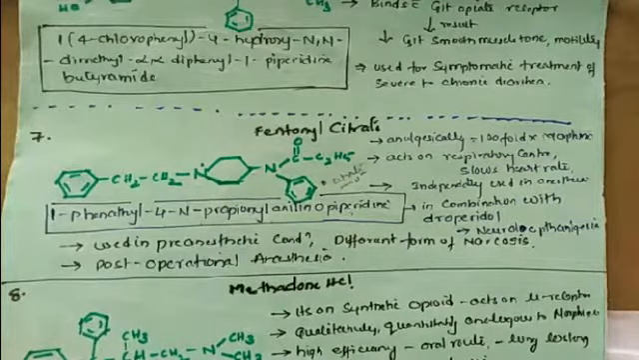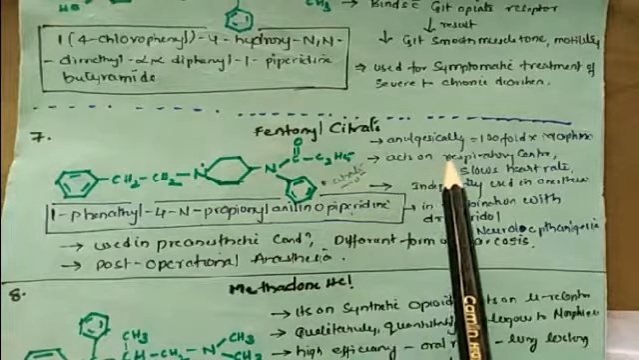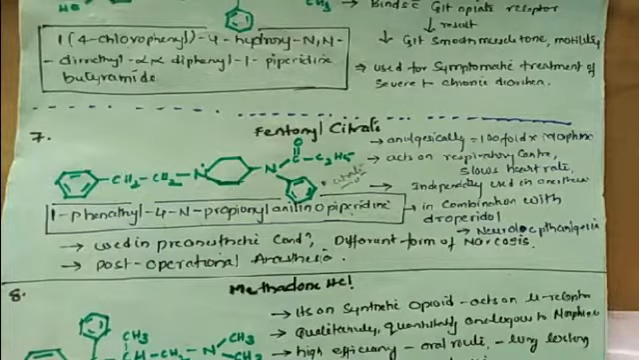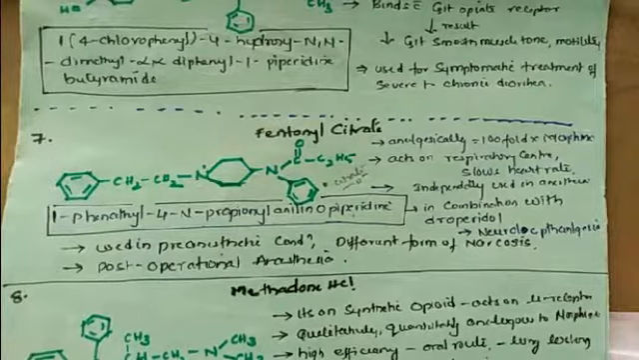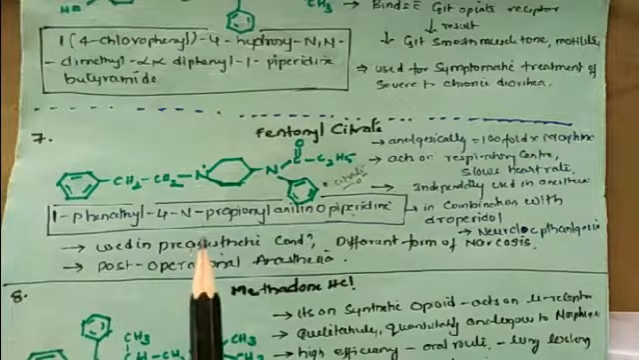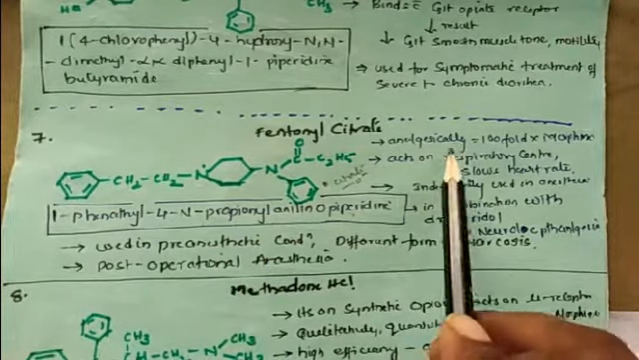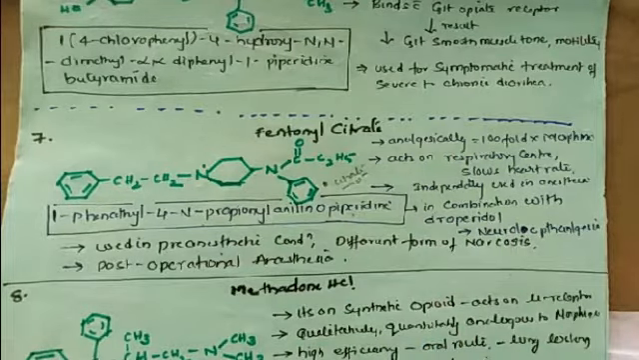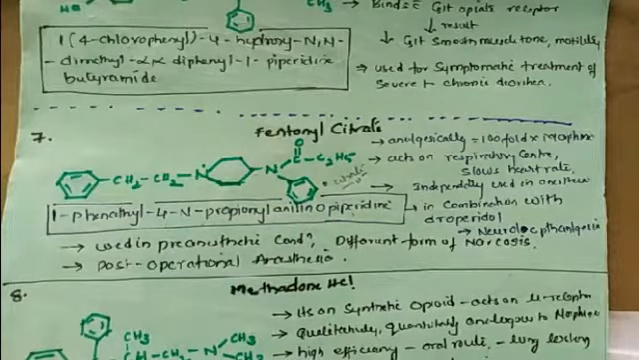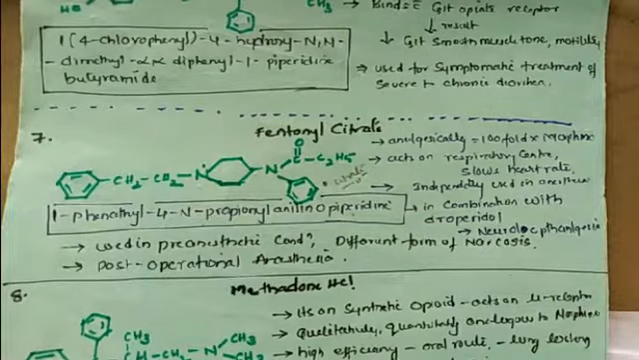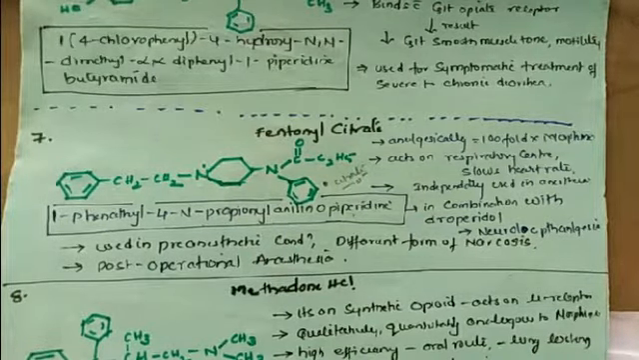Coming to the activity, its analgesic activity is 100-fold that of morphine. It means it is a highly active narcotic analgesic drug. Its analgesic activity is 100 times that of morphine. It acts on the respiratory center and slows heart rate, so it is used independently in anesthesia. So fentanyl citrate can be used as an anesthetic agent independently.